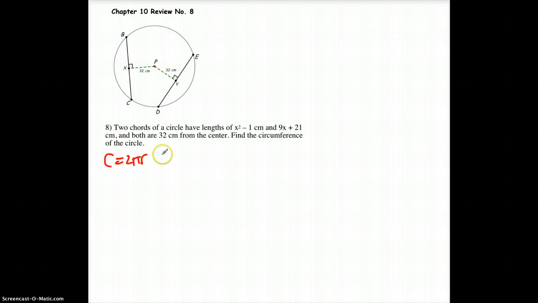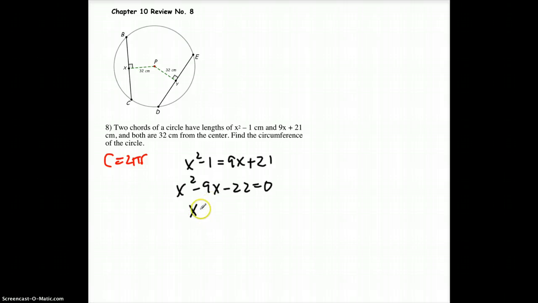But two chords that are both 32 centimeters from the center will be congruent. And because they're congruent, you can set the x squared minus 1 equal to the 9x plus 21 and solve for the length. Now if you subtract the 9x from both sides and subtract the 21 from both sides, you get a quadratic equation that can be solved.